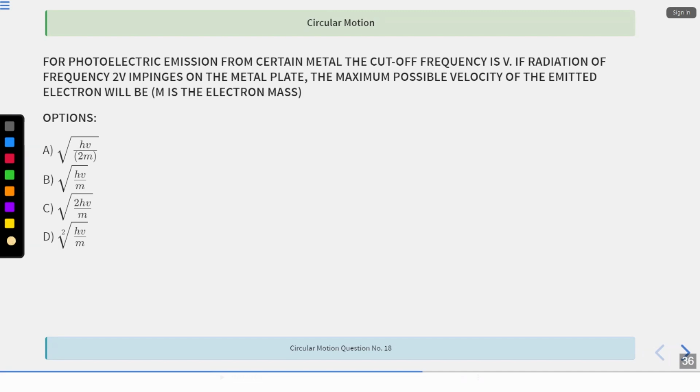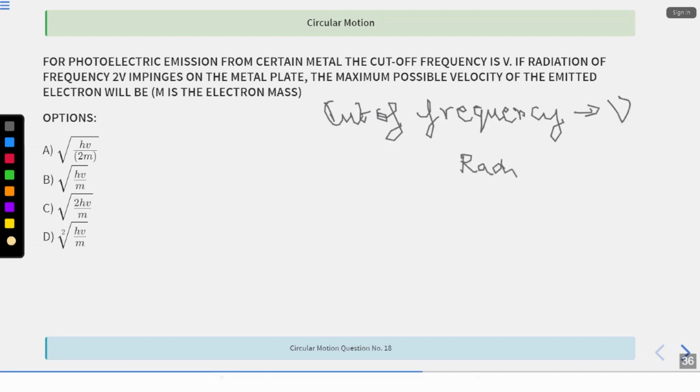Okay, so basically they're asking, there is a cutoff frequency. Don't confuse it with the velocity. We'll write this as V. And then if radiation of frequency is 2V impinges on the metal plate, the maximum possible velocity.